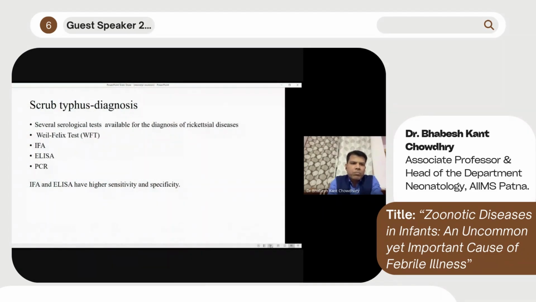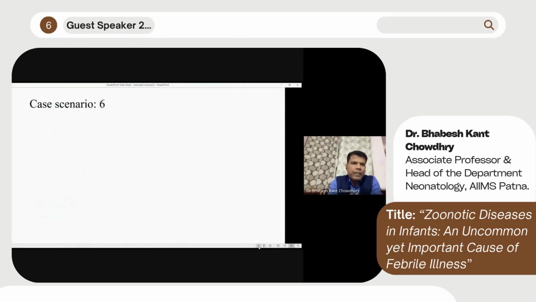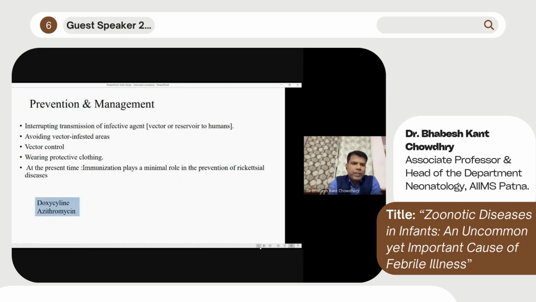So it can be diagnosed with the Weil-Felix, actually the old one, but now with the IFA, immunofluorescent assay, and ELISA, which is the most highly sensitive and specific for the diagnosis of scrub typhus. And many times, if the baby does not improve with the normal antibiotic, in that case we can think about scrub typhus with persistent fever, and it can be treatable. So early diagnosis is very important. Here we can prevent, because prevention is more important than the treatment.